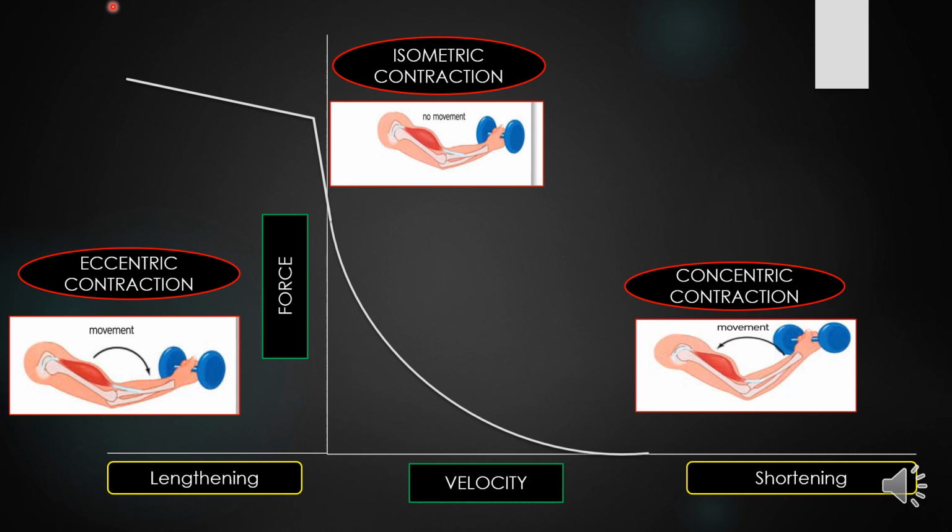So let's have a look at this with the help of an example, so that you can better understand this graph. So let us talk about concentric contraction first. According to the graph, force and velocity of contraction are inversely proportional to each other. Let us see how. If we are going to hold a higher weight during concentric contraction, the velocity of contraction is going to be slow. But on the other hand, if I am going to hold a lighter weight, the velocity of contraction is going to be faster, like this.